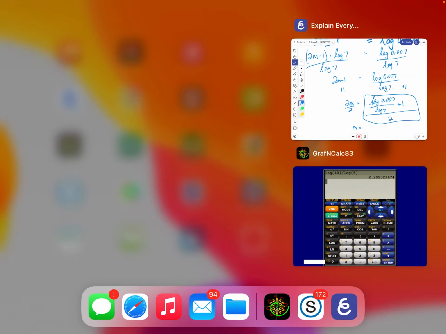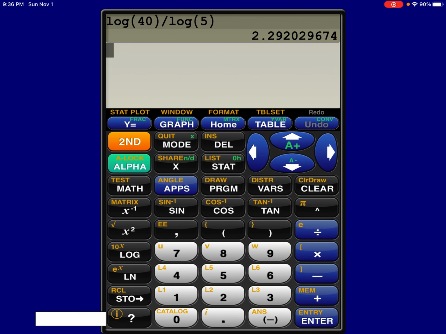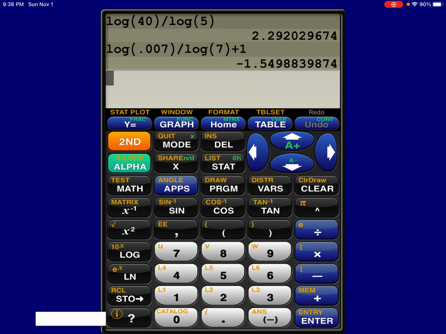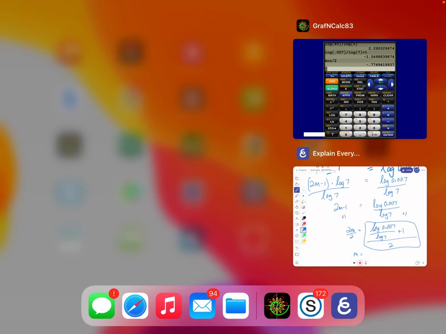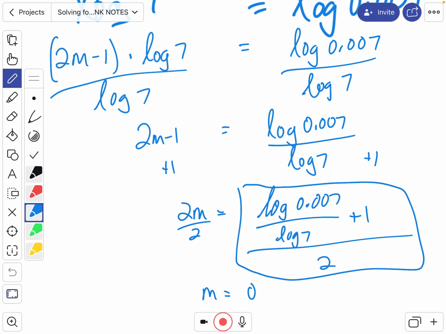If we wanted to get a rounded answer, we would just type that into our calculator. So let's do that. Log of 0.007, close that, divided by log of 7, close that, and then add 1. And we get negative 1.54988. And then we're going to divide it by 2, like we have in our equation, and we get 0.775 approximately. So m is about 0.775.